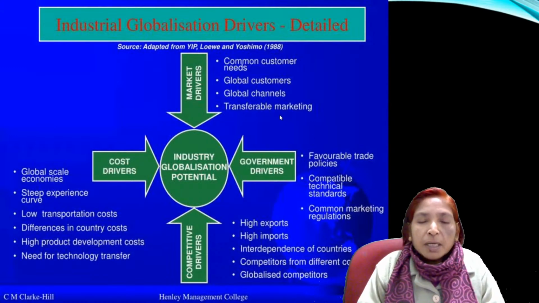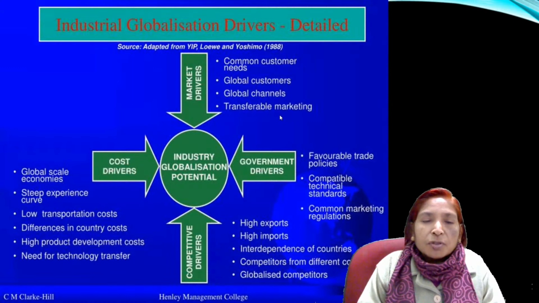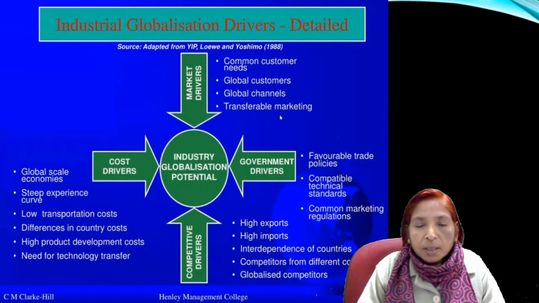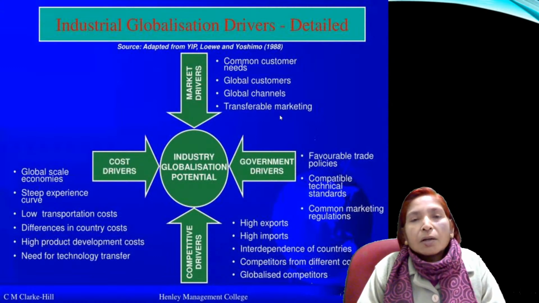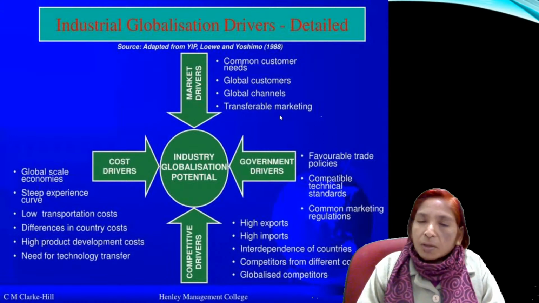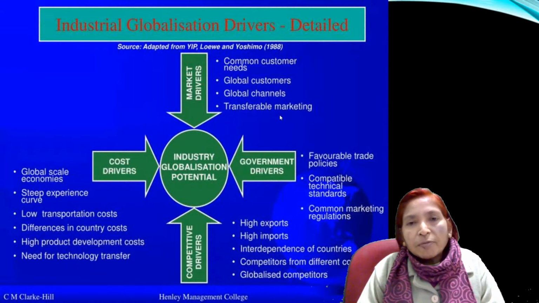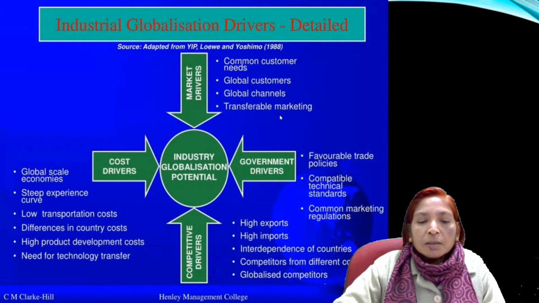In case of market drivers, first of all, companies study customers' need, customers' taste, preferences, and global customers, global channels, and transferable marketing system are all included in market drivers. And in government drivers, favorable trade policies, compatible technical standards, common marketing regulations, all these things are included in government drivers. In competitive drivers, high exports, high imports, interdependence of countries, competitors from different countries, and globalized competitor, all these are included in competitive drivers.